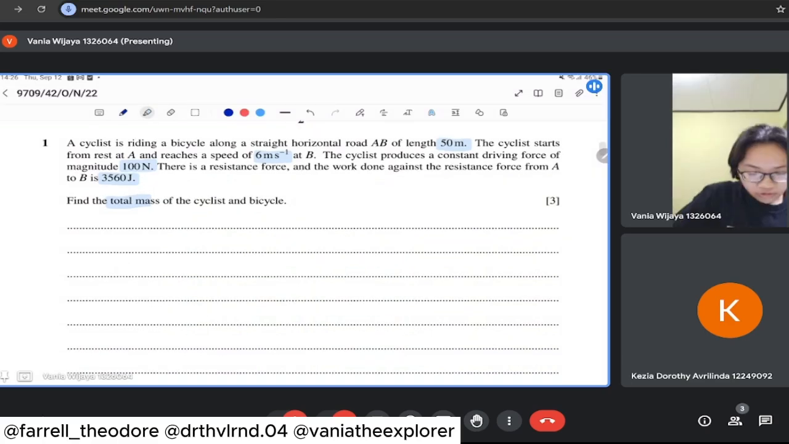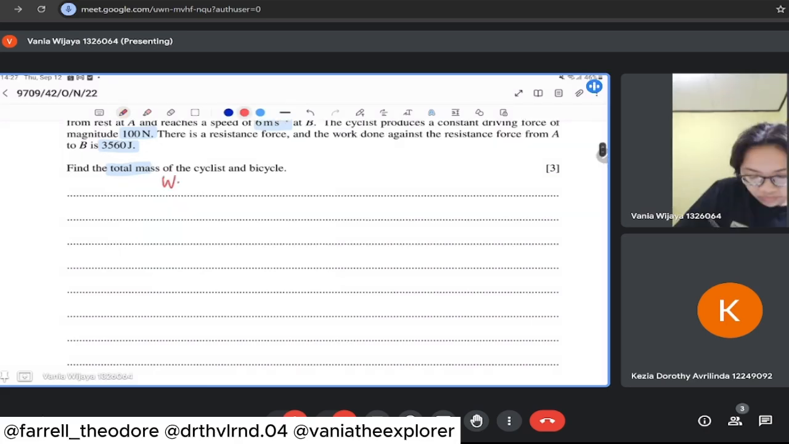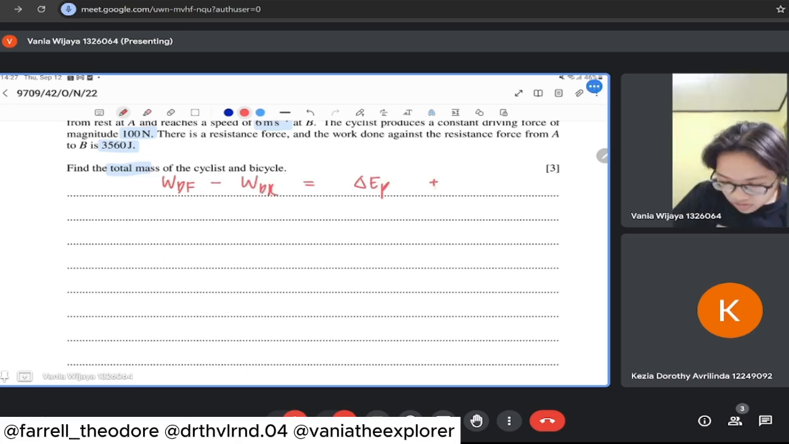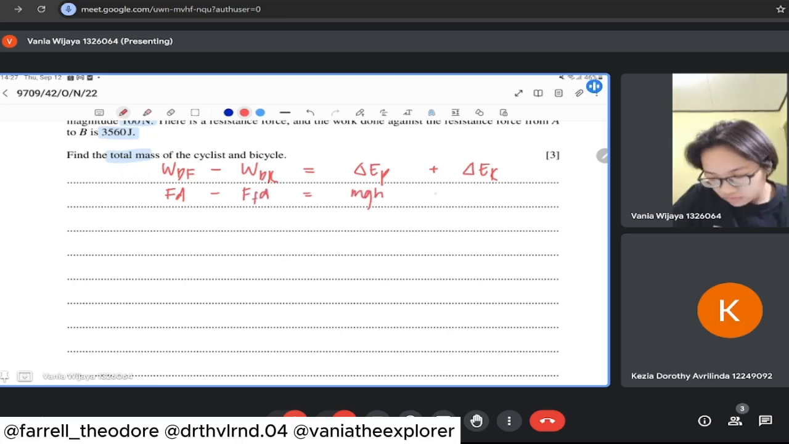For this question, we can use the formula of work and energy conservation, which is work done by driving force minus work done by resistance equals change in potential energy plus change in kinetic energy. Now we can write down the whole formula for each. Fd equals potential energy, which is mgh, plus half m v squared minus u squared.